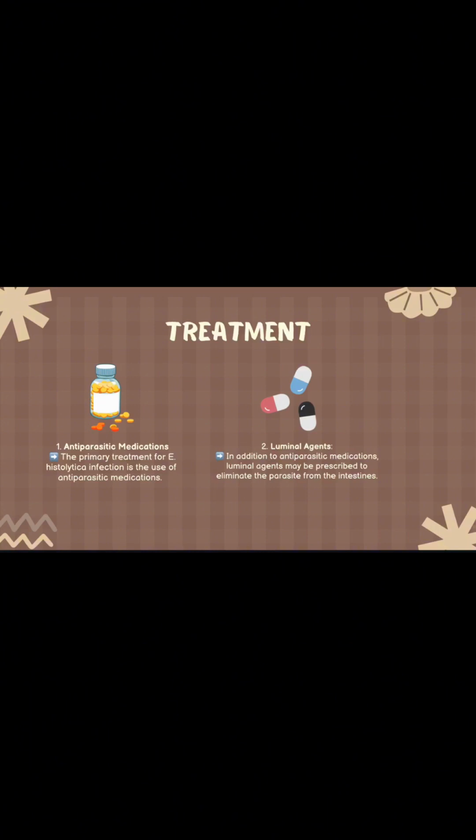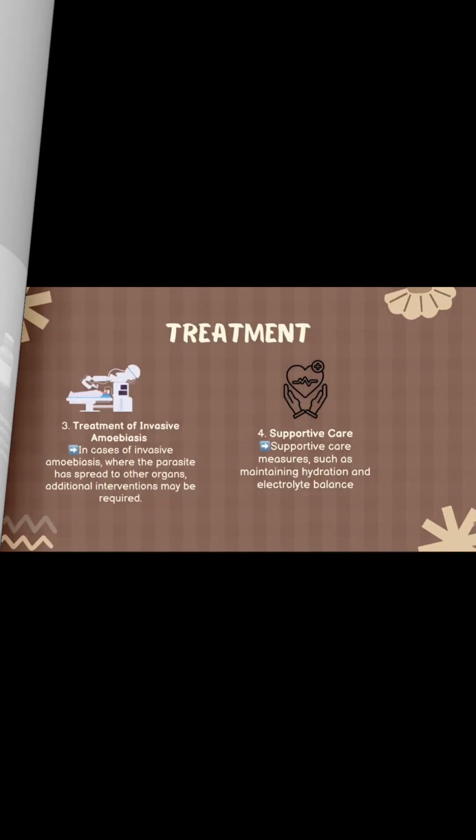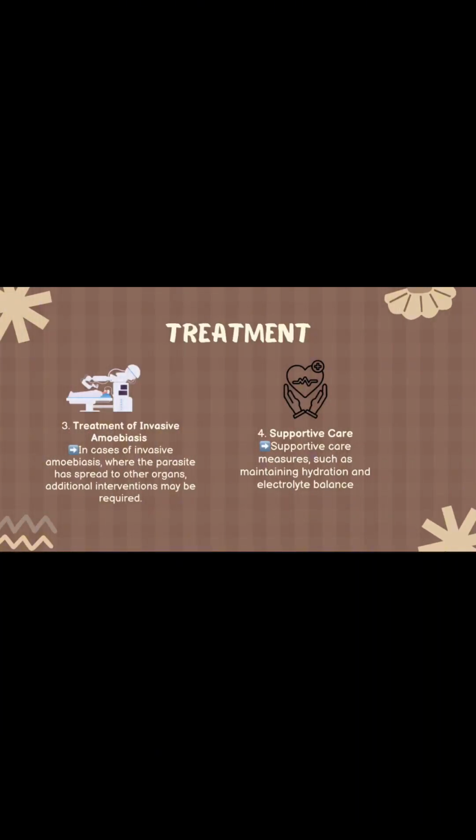The next one is the luminal agents. In addition to antiparasitic medications, luminal agents may be prescribed to eliminate the parasite from the intestines. These agents, such as diloxanide furoate or paromomycin, are not absorbed into the bloodstream but act locally in the intestines to kill the remaining trophozoites and prevent reinfection.